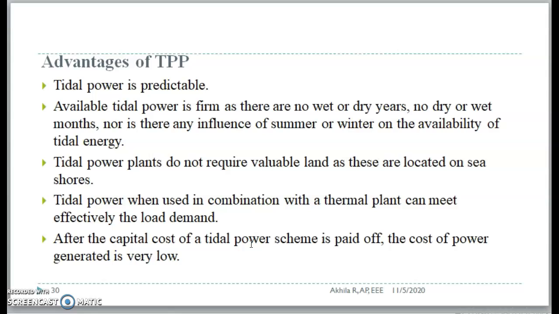Now let's see the advantages of PPP. The tidal power is predictable, and available tidal power is firm as there are no wet or dry years and no dry or wet months, nor is there any influence of summer or winter on the availability of tidal energy. The tidal power plants do not require valuable land as these are located on seashores. Tidal power, when used in combination with a thermal plant, can meet the load demand effectively. And once the capital cost of a tidal power scheme is paid off, the cost of power generated is very low.